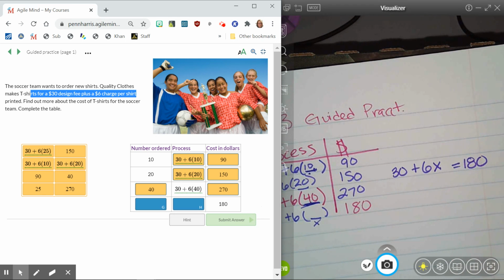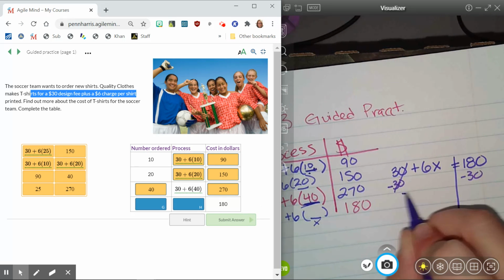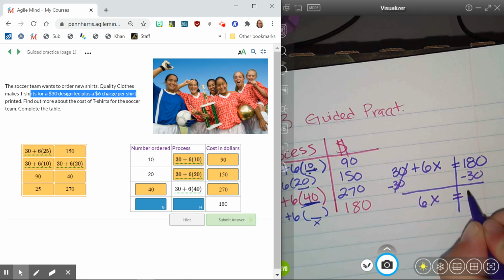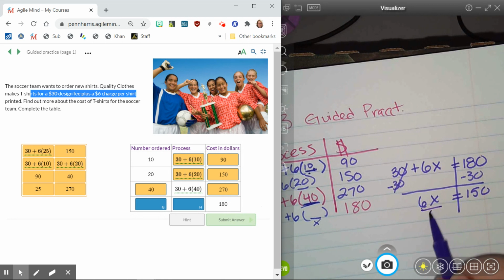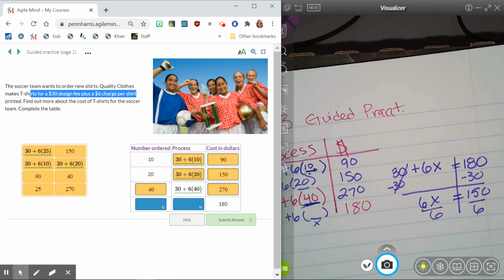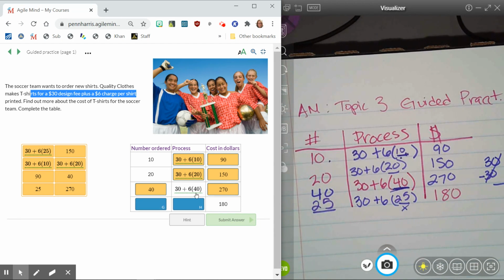So the first thing I'm going to do is take out that $30 processing fee. And I'm left with $6 per shirt equals $150. So with that, to split my 6 and my X, we're going to divide by $6 a shirt to give us a total of 25 shirts. So we're looking for the 25 to go in here and a 25 to go over here in my 2 blanks. So I'm looking for this equation, or process, I should say. Doesn't want to drag over here nicely. And then I solved for 25 shirts total.